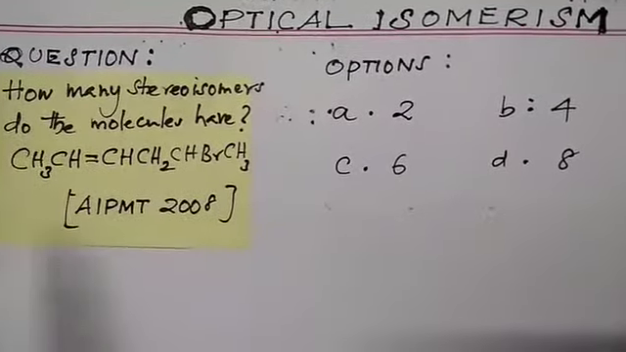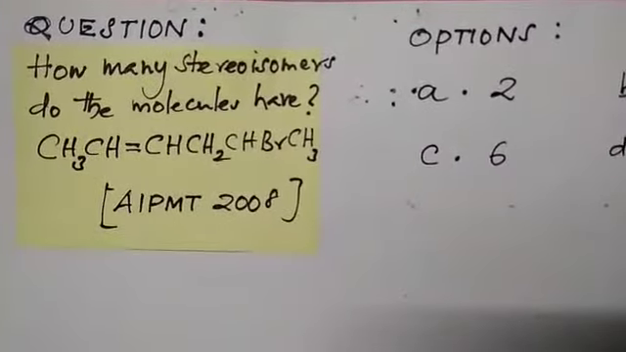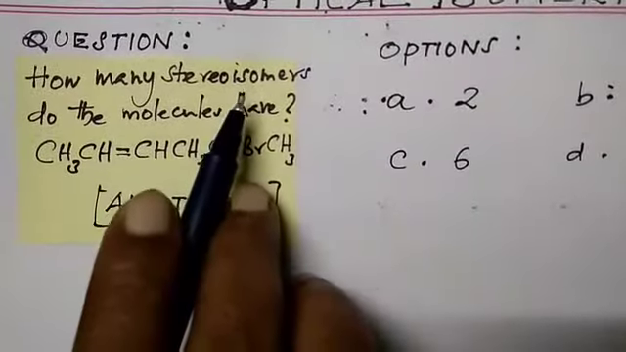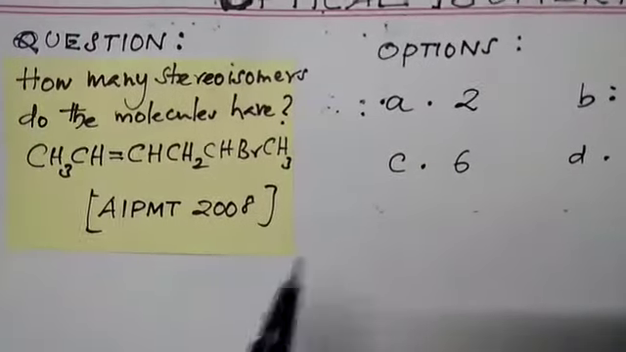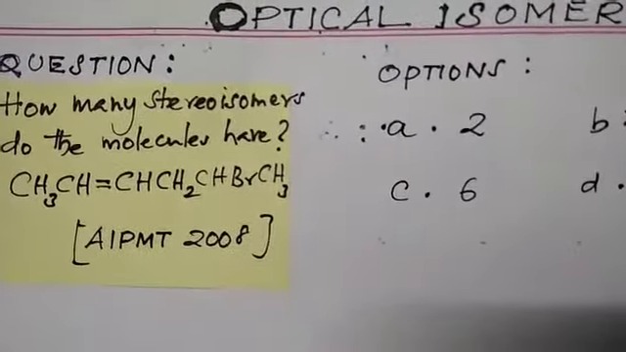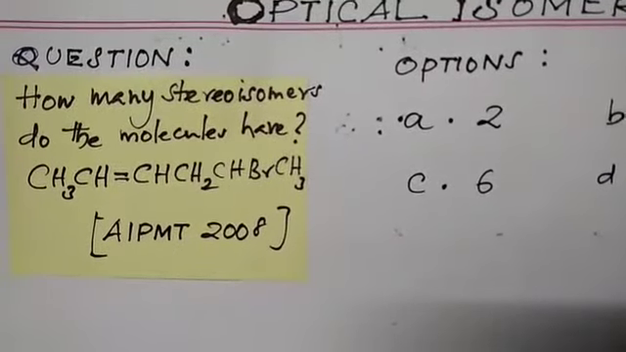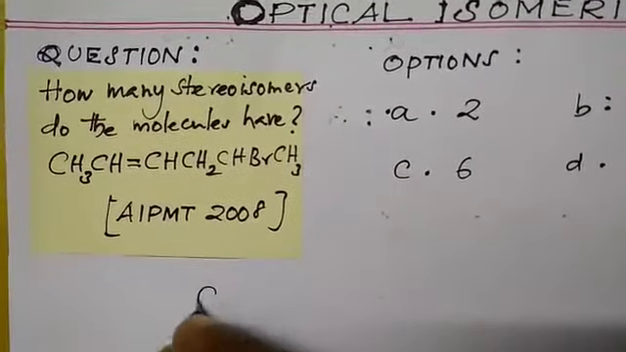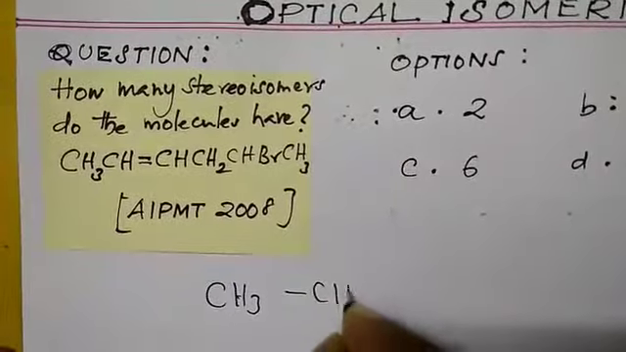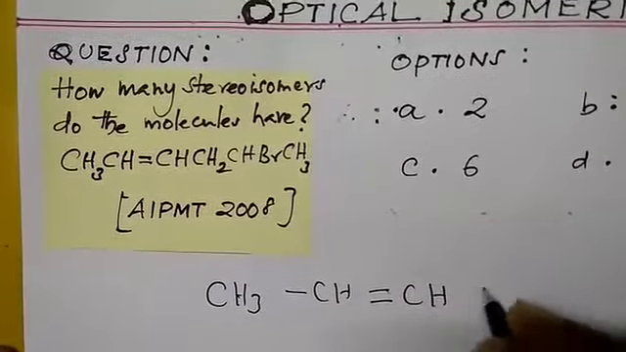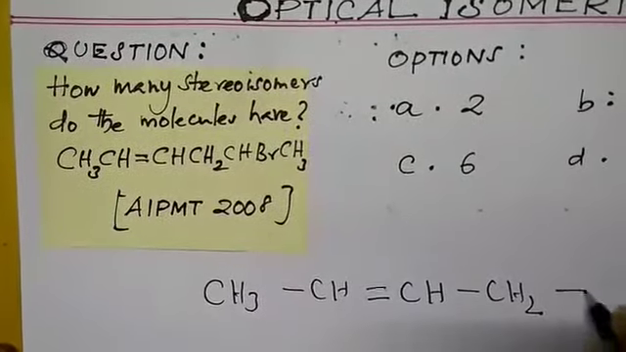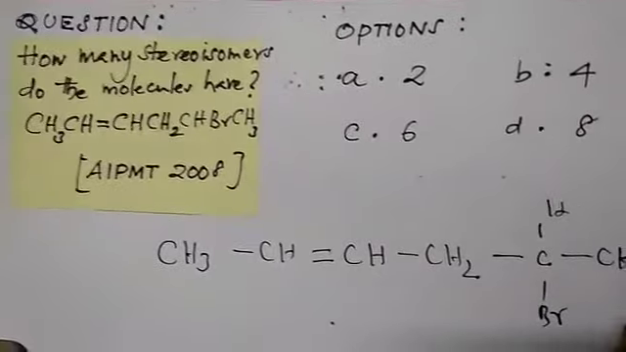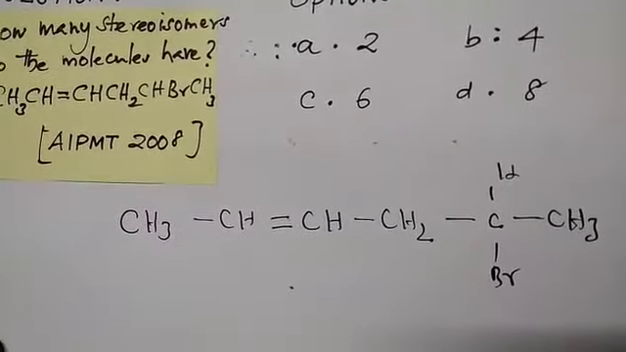How many stereoisomers does the molecule have? Now the molecule is there. They are asking about stereoisomers. Stereoisomers means geometrical isomers and optical isomers, that is, the arrangement of the atoms is different in space. Let us write the molecule, which has the formula CH3-CH=CH-CH2-CHBr-CH3. This is the structure they are asking about.